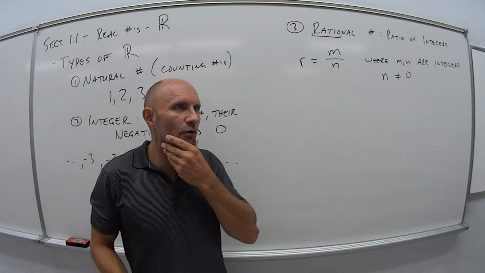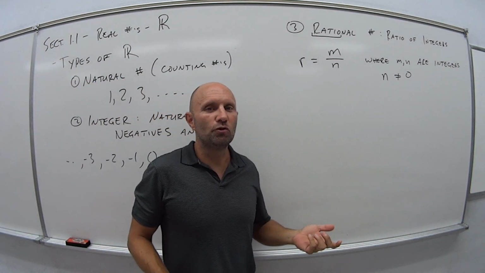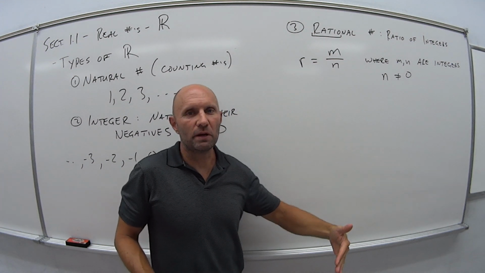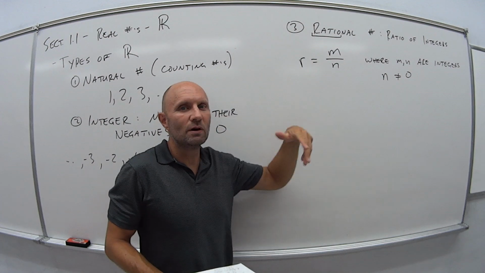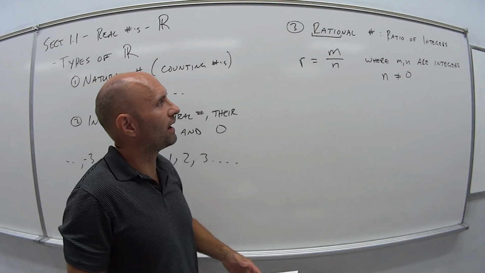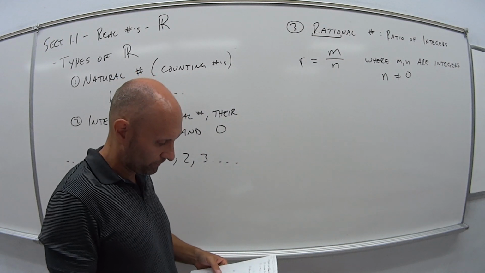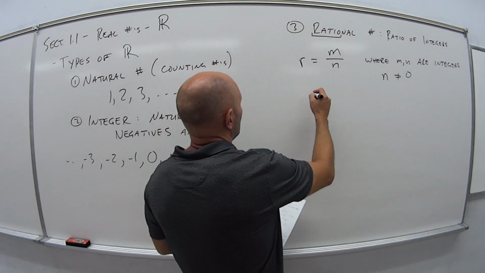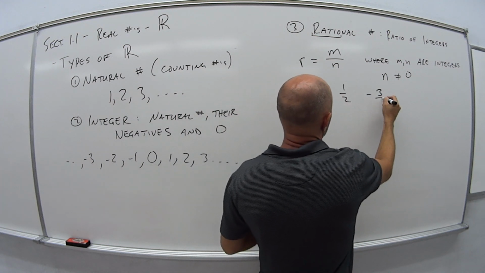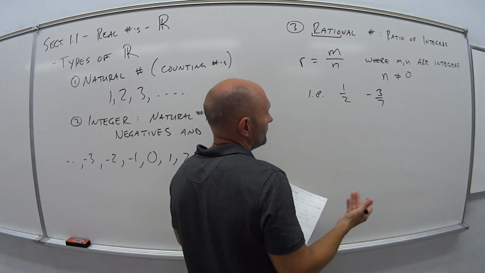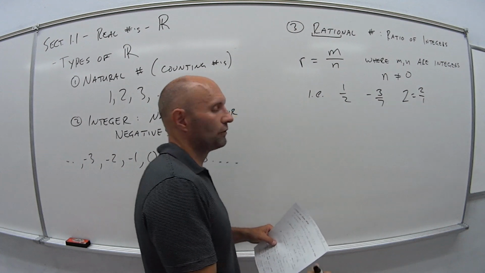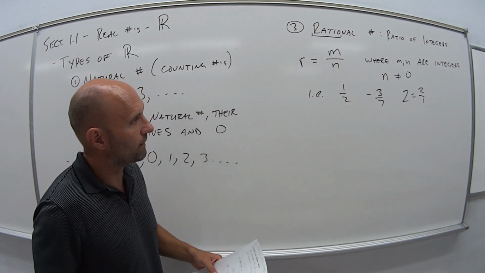So how about the number 2? Is 2 a rational number? Well, it is, because we could write 2 as what? 6 over 3. 6 over 3 is 2, so yes, 2 would be a rational number as well, because we could express it as a ratio of 2 integers. So examples would be what? 1/2, or negative 3/7. As I said, 2, because this is like 2 over 1, or 4 over 2, or 6 over 3, etc.